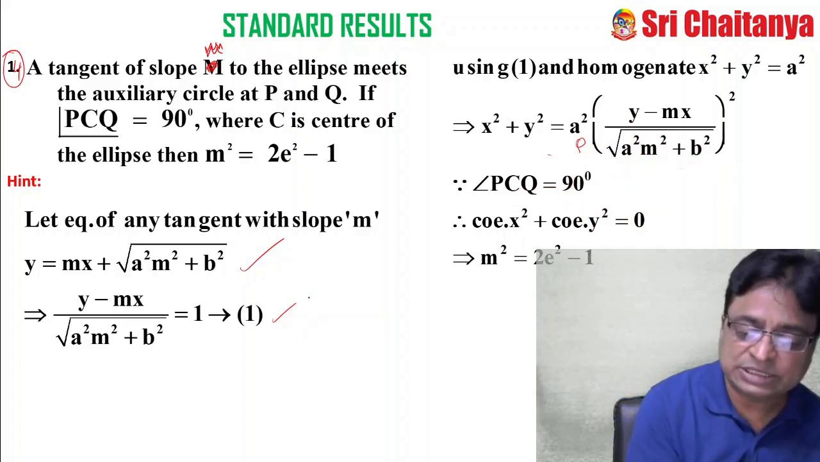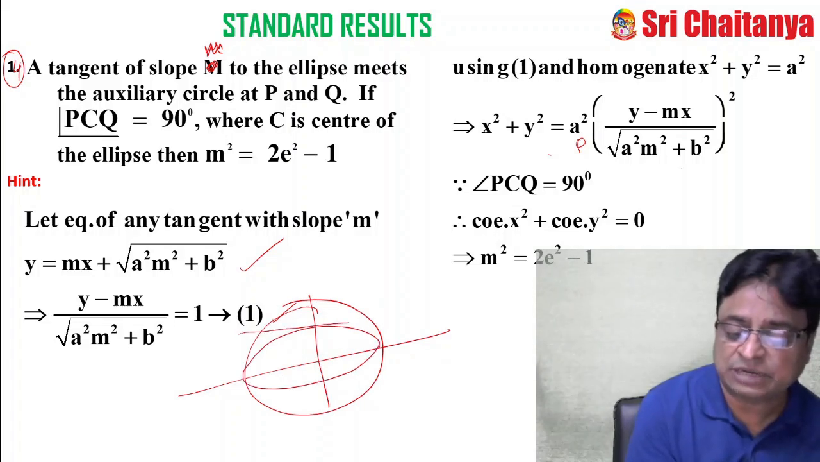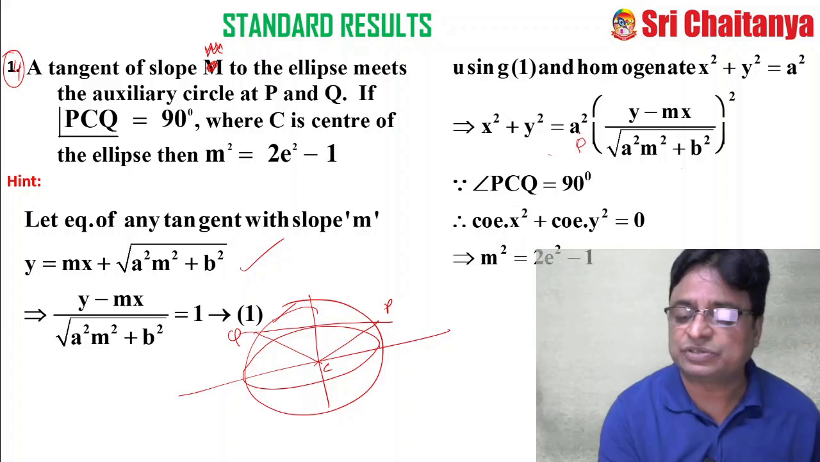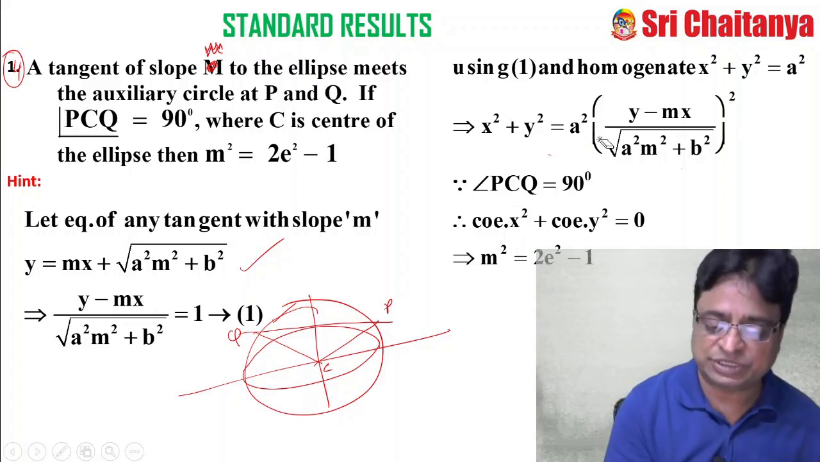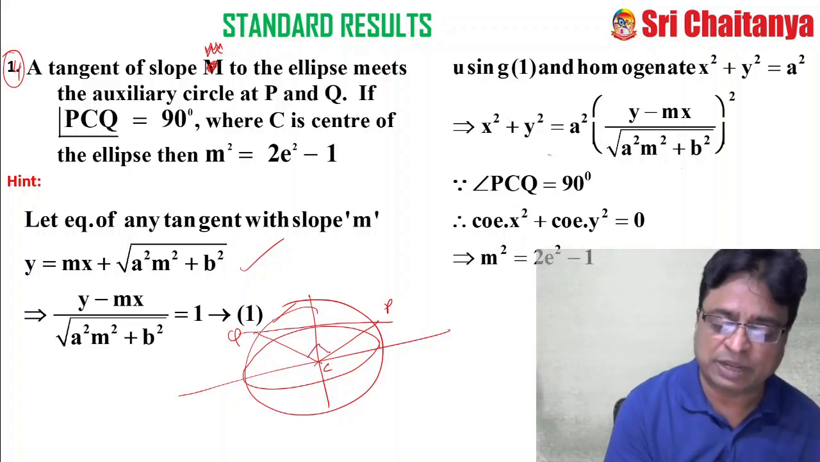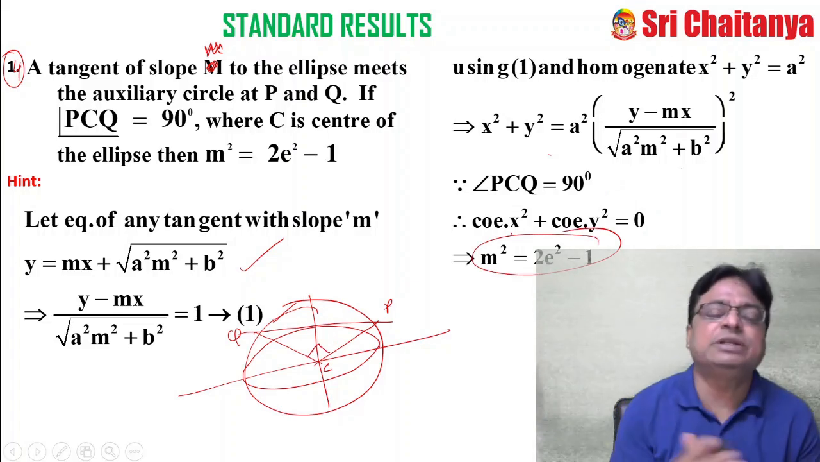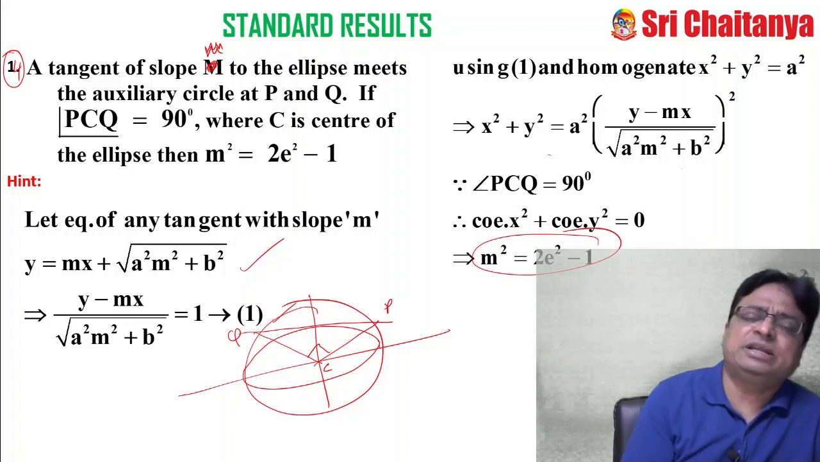Now, with whom am I homogenizing my auxiliary circle? With the tangent to the ellipse. So x square plus y square is equal to a square into 1 square. In place of 1 square, I can write (y minus mx) squared by (a square m square plus b square). Since angle PCQ is equal to 90 degrees, apply coefficient of x square plus coefficient of y square equal to 0. Simplify this, and you will get a relation between the slope and the eccentricity of the ellipse. A beautiful result, and from the result point of view, it is again important.